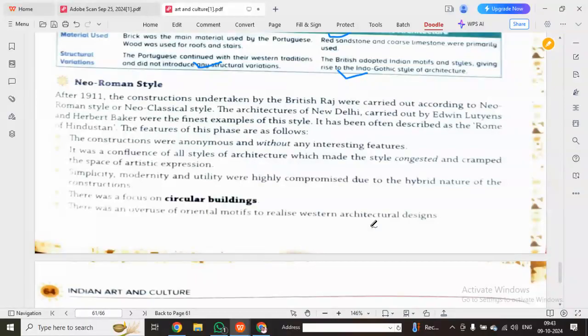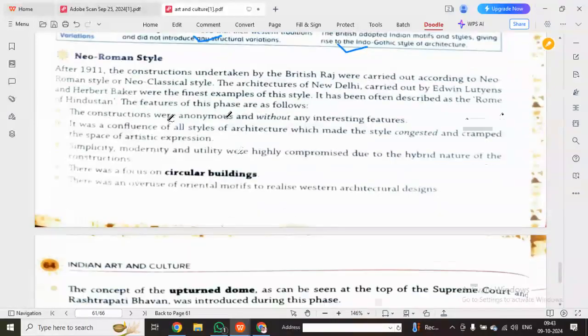Architecture of New Delhi by Edwin Lutyens and Herbert Baker is a finest example of this style. It has been often described as the Rome of Hindustan.